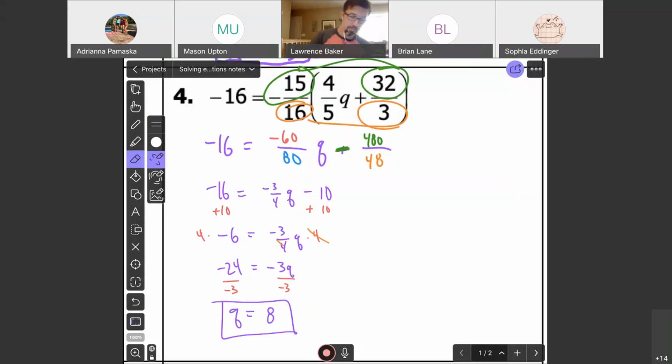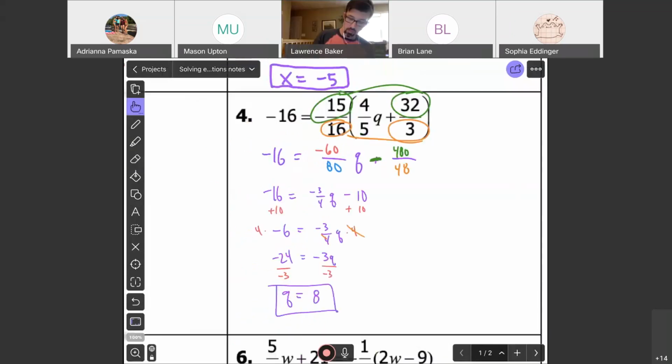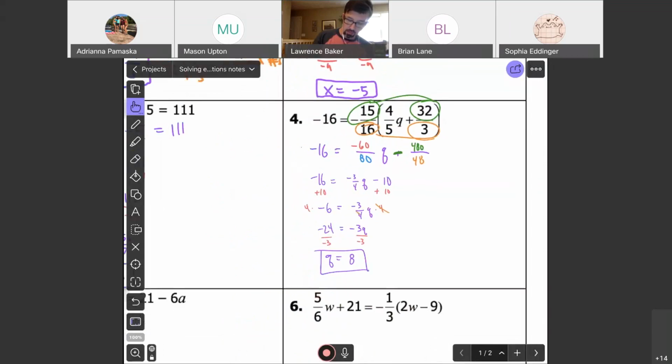Anything there you guys want to talk about? A little messy. Yeah, I think actually number 6 is probably the hardest one on here, but.